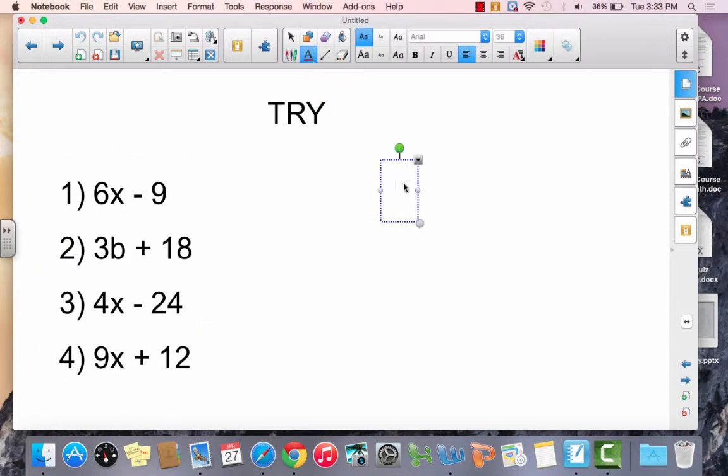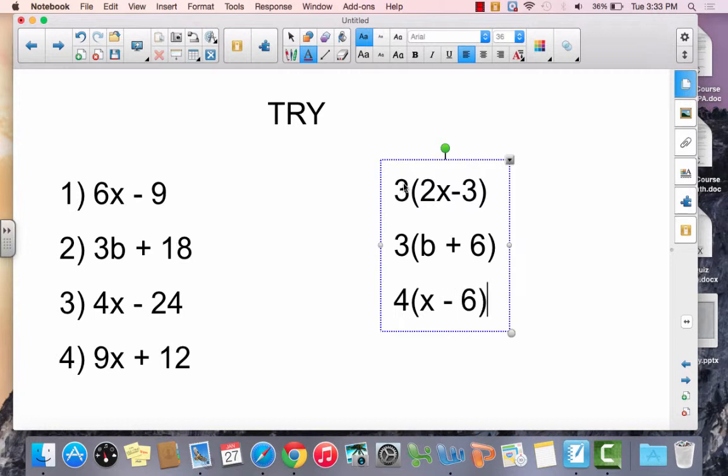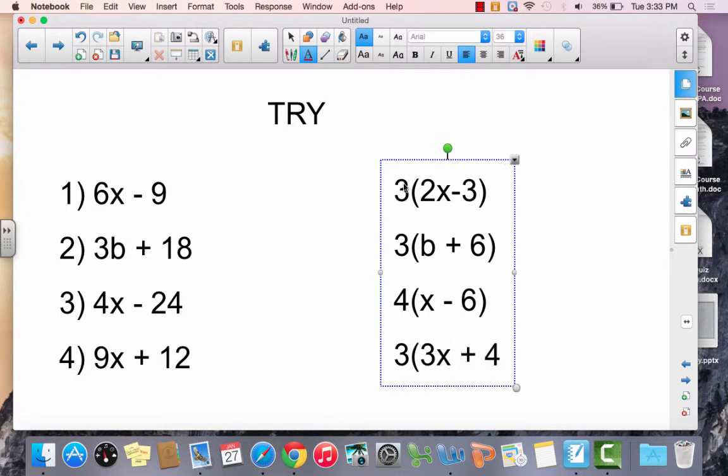Alright, for number 1, you should have 3 times the quantity 2x minus 3. If I check my work and I distribute, that will get me 6x minus 9. Number 2, you should have 3 times the quantity b plus 6. Number 3, 4 times the quantity x minus 6. And number 4, 3 times the quantity 3x plus 4. Good job.